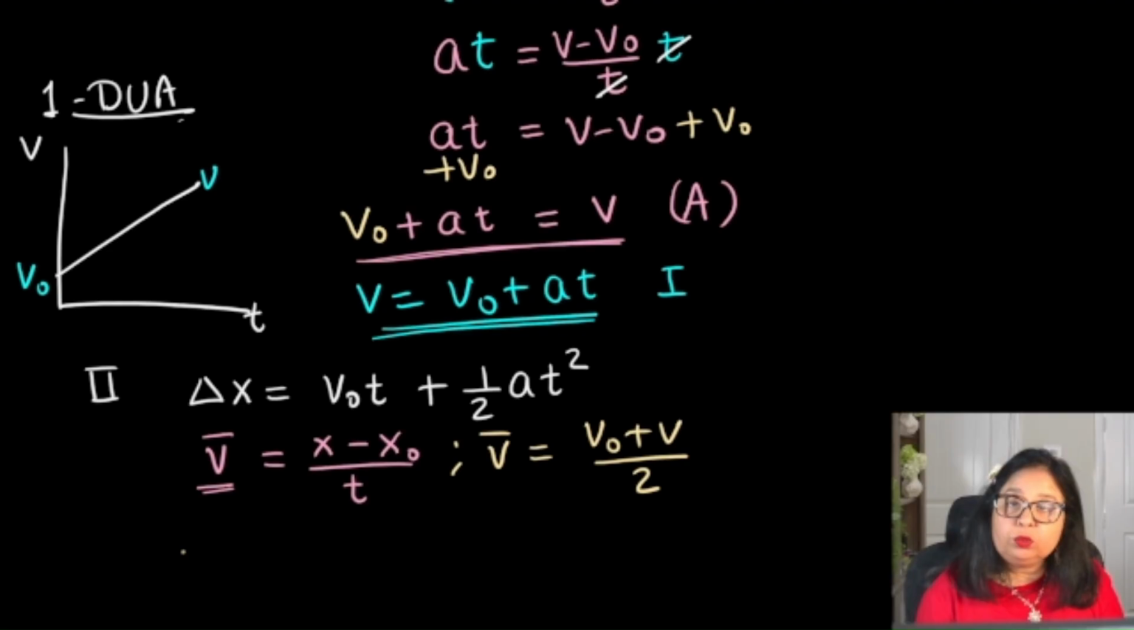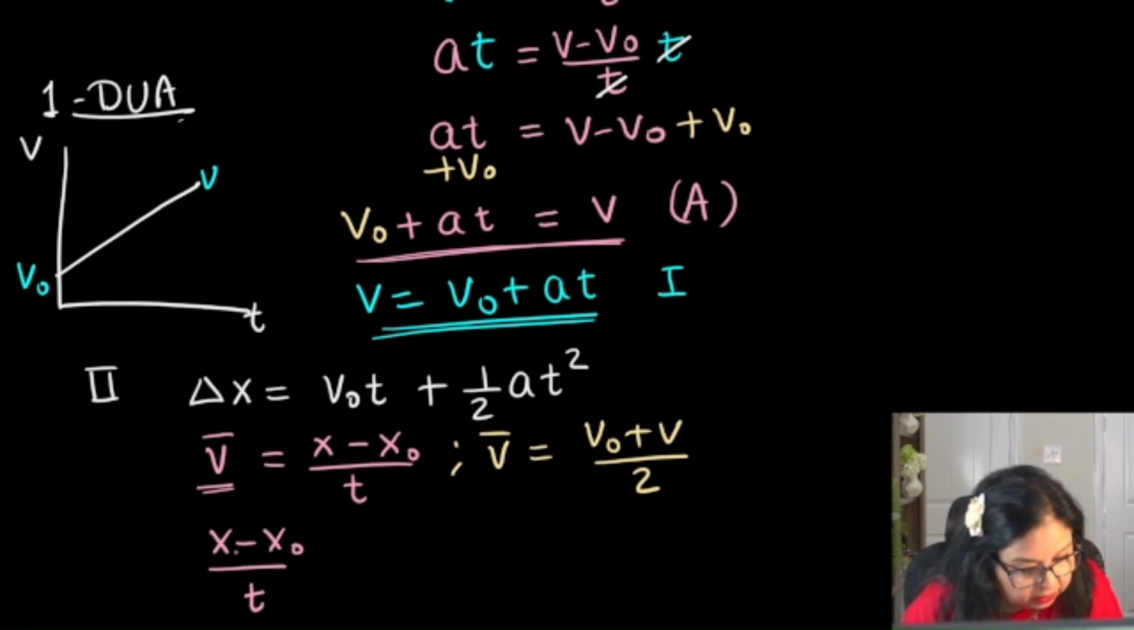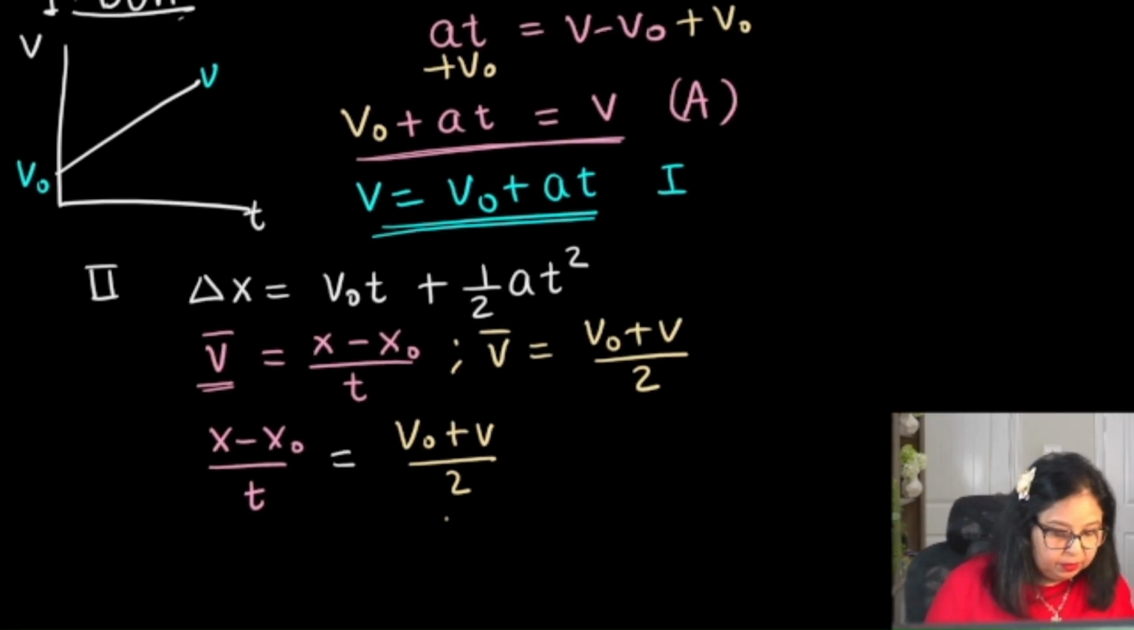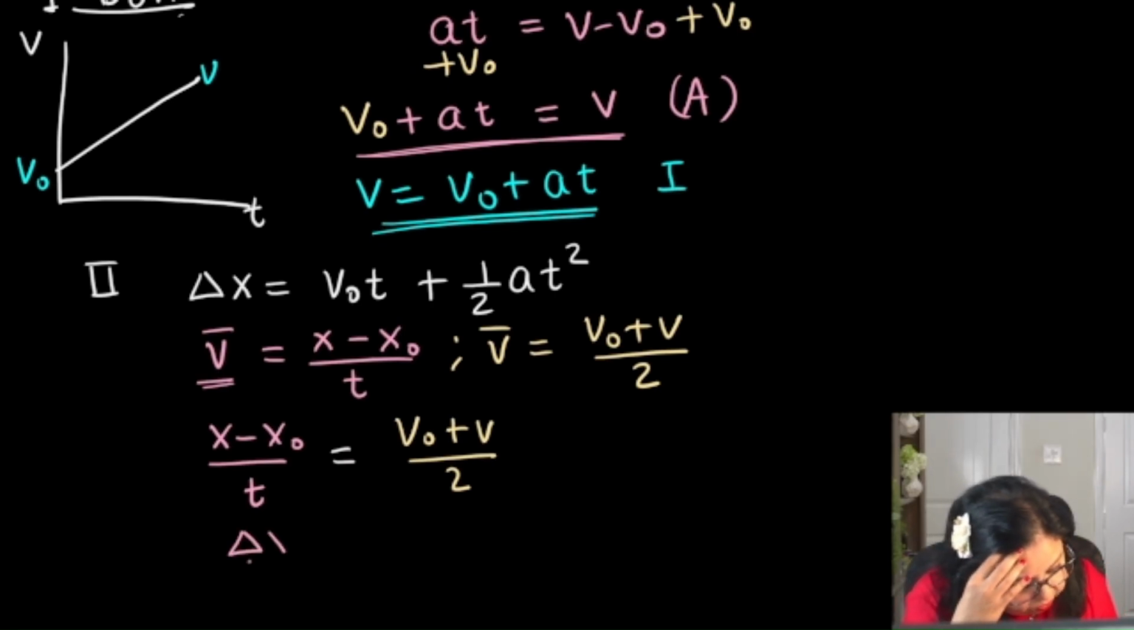Now here we have two equations, both for V bar. Can we equate the right-hand sides of these two equations? Sure can. And let's go ahead and do that. We get x minus x naught divided by t, we're going to set that equal to V naught plus V divided by 2. Now, if we want, we could write delta x on the left-hand side divided by t.